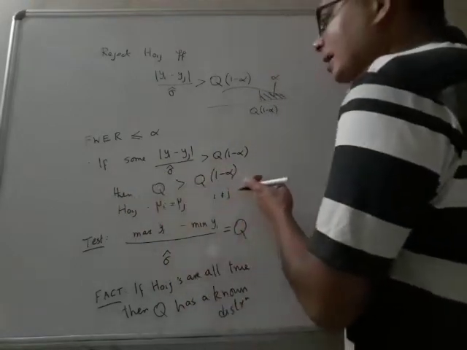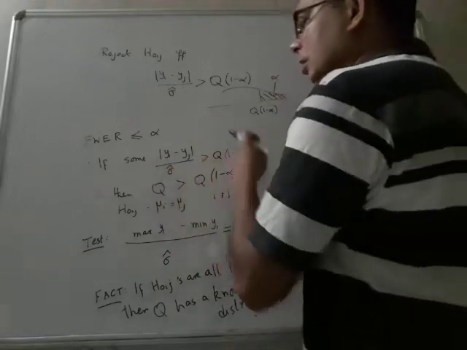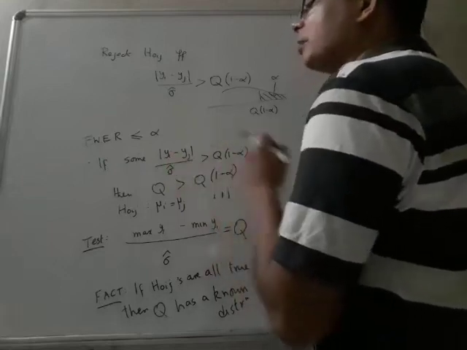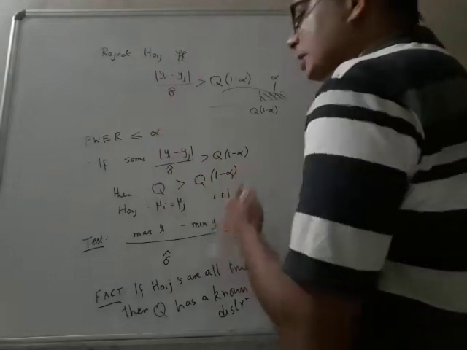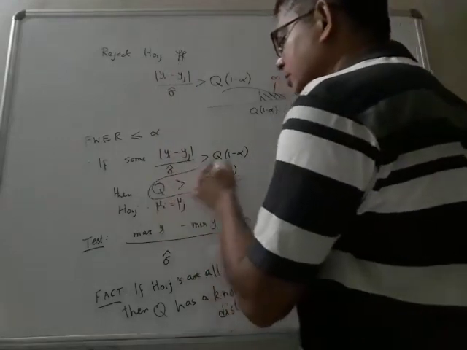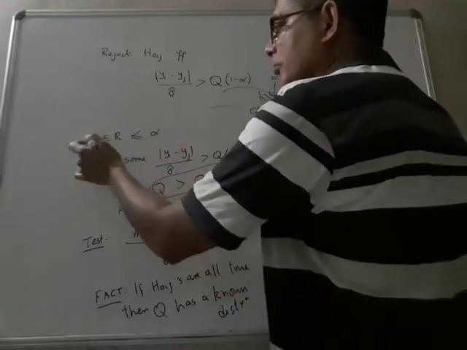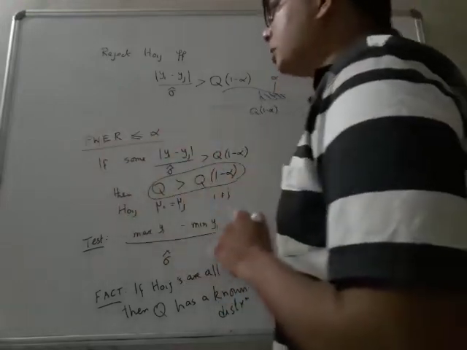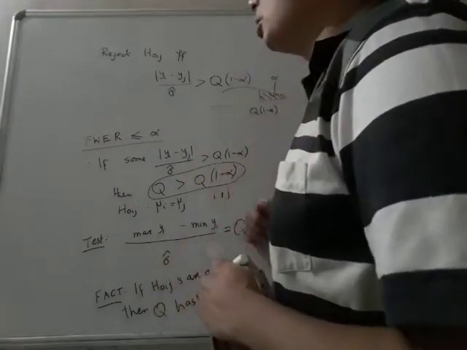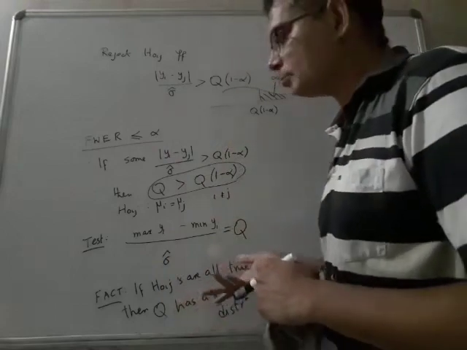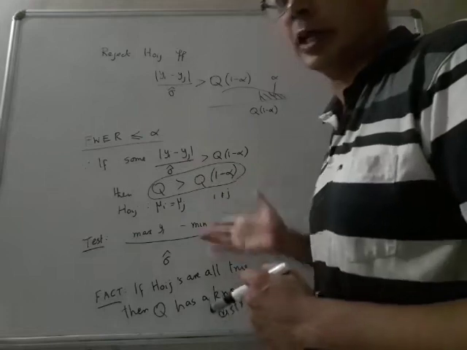And the chance of that happening is already alpha. Therefore, if this happens, then that must happen. So, at least one H naught ij being rejected is a subset of this event. And this event has probability alpha. So, the probability that at least one of the things gets rejected is less than or equal to alpha. And that shows that family-wise error rate is less than or equal to alpha. So, that is one test.